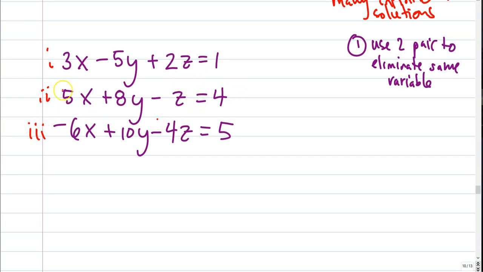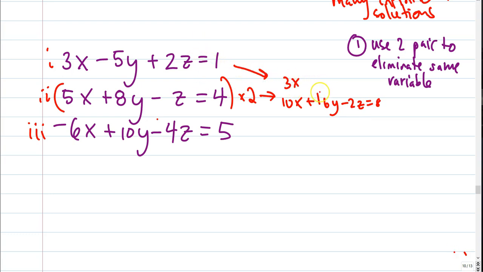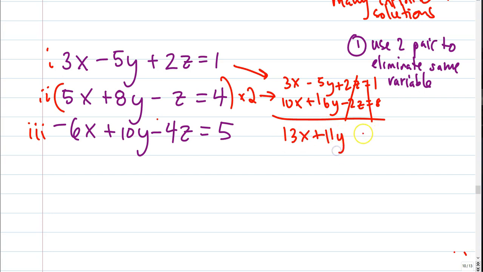So out of these two, if I took the second one and multiplied it by 2, I would now have 10x, 16y, minus 2z equal to 8. And this one I could just bring down, 3x minus 5y plus 2z equal to 1. So now those are lined up and the z's cancel like we wanted. So now I have 13x plus 11y equal to 9. Box that in. That's one of our new equations. Call that equation 4. Now I have to get rid of z again.